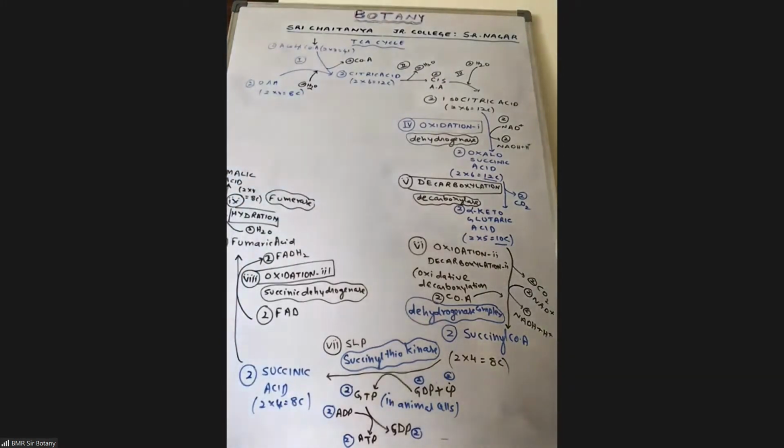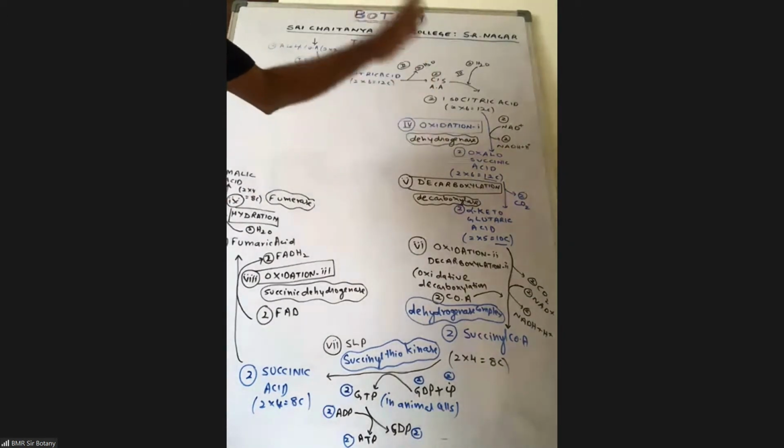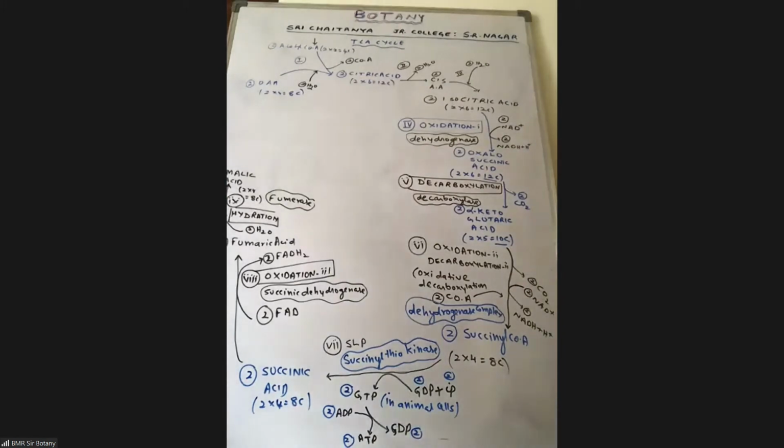Out of 10 reactions, 4 were dehydrogenases, 2 aconitase, so 4 plus 2, 6 gone, 1 kinase, 7 gone, 1 fumarase, 8 gone, 1 citrate synthetase, 9 gone, and 1 decarboxylase, 10 gone, finished. So that's how we can remember the reactions and enzyme names.